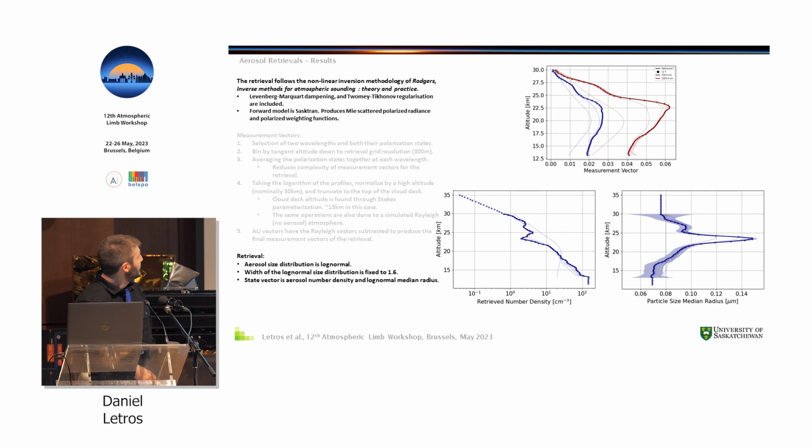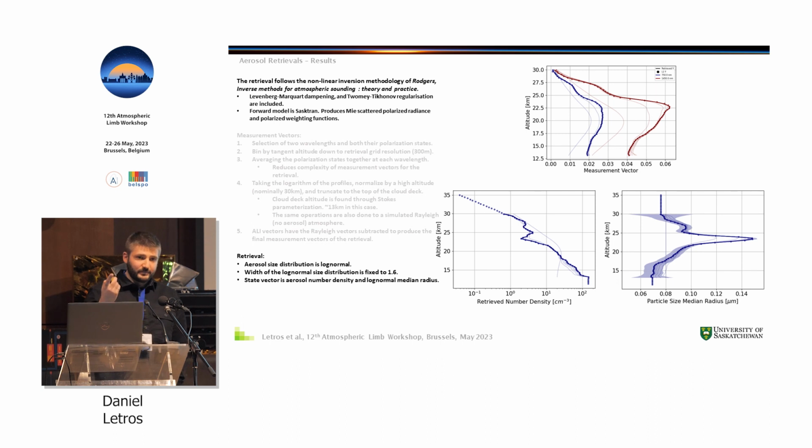So in the retrieval itself, I treat the aerosol size distribution as log normal. I fix the width of this log normal size distribution to be 1.6. And my state vector actually consists of both the number density and the particle size median radius. You can see the results of this example retrieval right here. On the top, these dots are the same measurement vectors I just constructed. The solid lines are that of the retrieval as it's finished converging. And then I retrieve this number density, this particle size median radius, and you can see this layer of larger particles just below 25 kilometers.